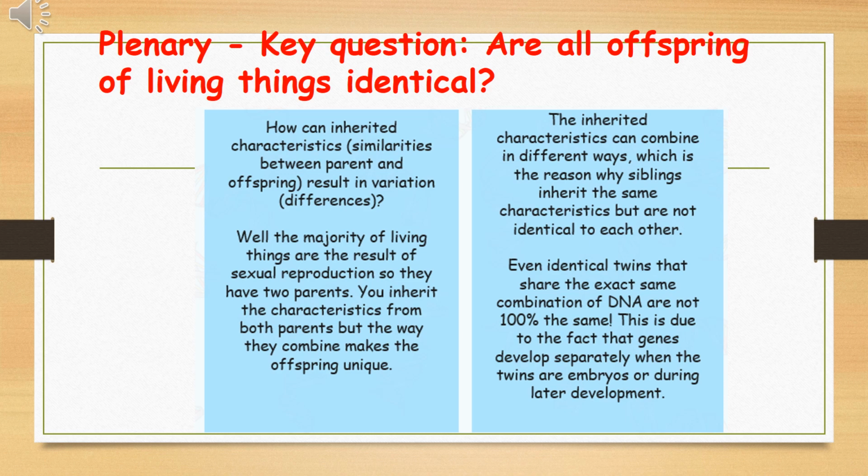And that is because you inherit characteristics from both your parents, but how those genes have been combined will be different for each person. So even though you might have identical twins who look very, very similar, the combinations of their DNA will not be 100% the same. So just have a think about that.